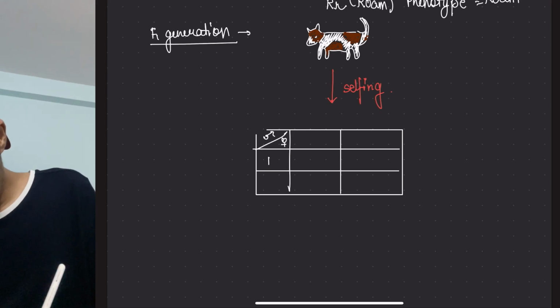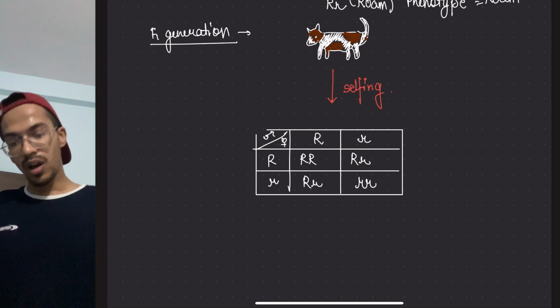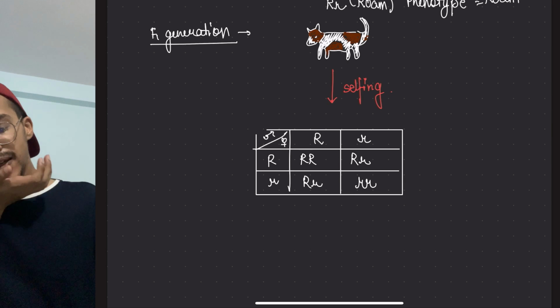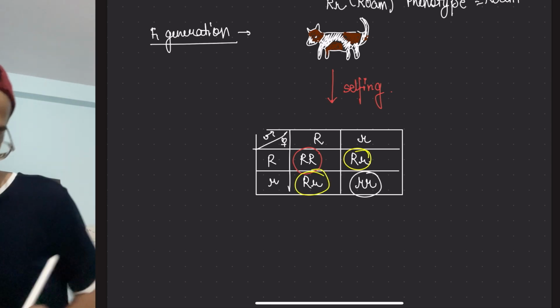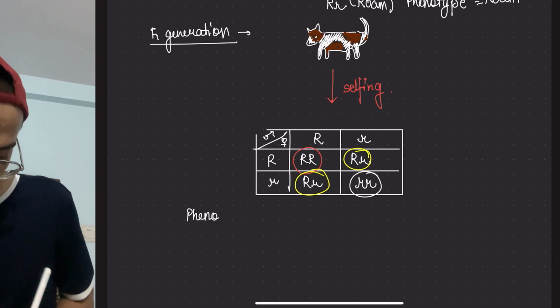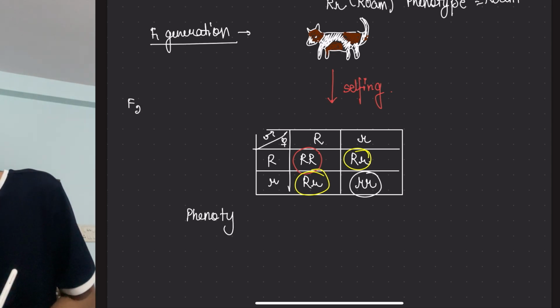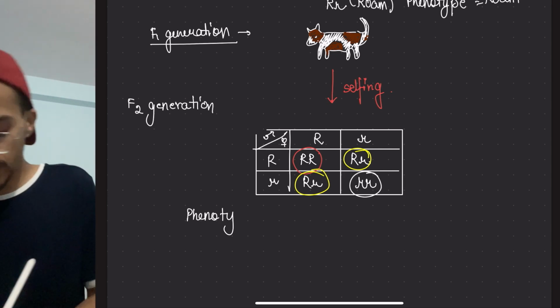Male, female, capital R, small r, capital R, small r. Capital R capital R, capital R small r, capital R small r, small r small r. Now, this would be red in color, these two will be the mix, and this progeny would be white. So if we are taking the phenotype in the F2 generation after selfing, the F2 generation will come.